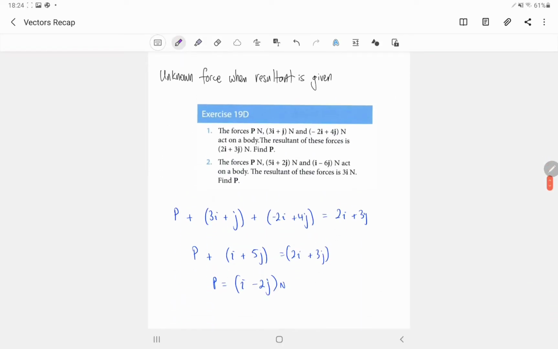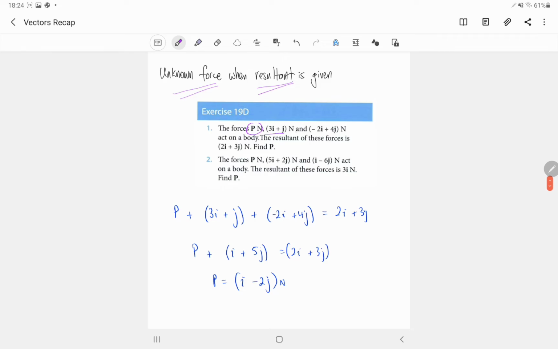Next exercise was whenever we have the resultant, we know what it is, but we don't know what one of the forces is. So P is unknown, but we know these two forces, and we know the total resultant is 2i plus 3j. So these three forces, P, 3i plus j, minus 2i plus 4j, give us that as a resultant. So we'll just add these two forces together to get i plus 5j, and then move everything across. So 2i subtract i is i, 3j subtract 5j is minus 2j. And we're talking about newtons here, so don't forget your units.